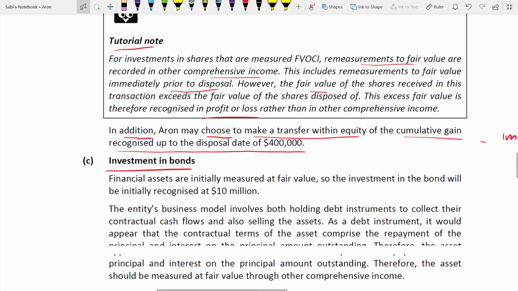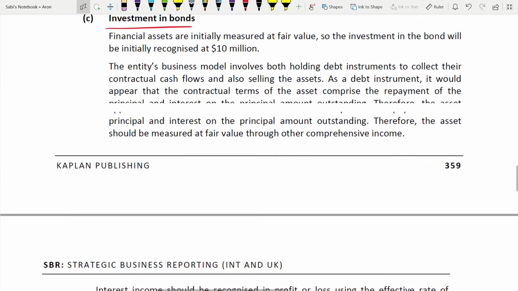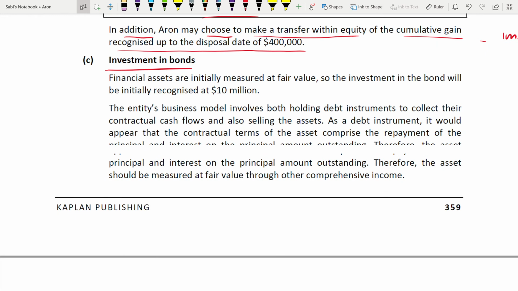That does not mean that investment in bond and loss allowance are 4 marks each. You cannot equate like that. Yes, sometimes it might be equal, but sometimes it might be more towards one particular thing. If you see here, you have to write more on the investment in bond. So before going to loss allowance, directly start with the investment in bond.